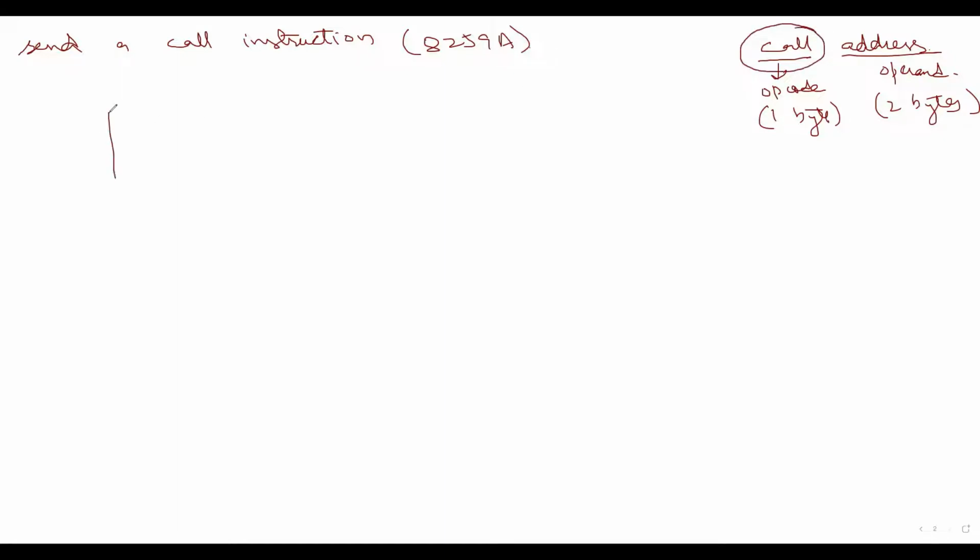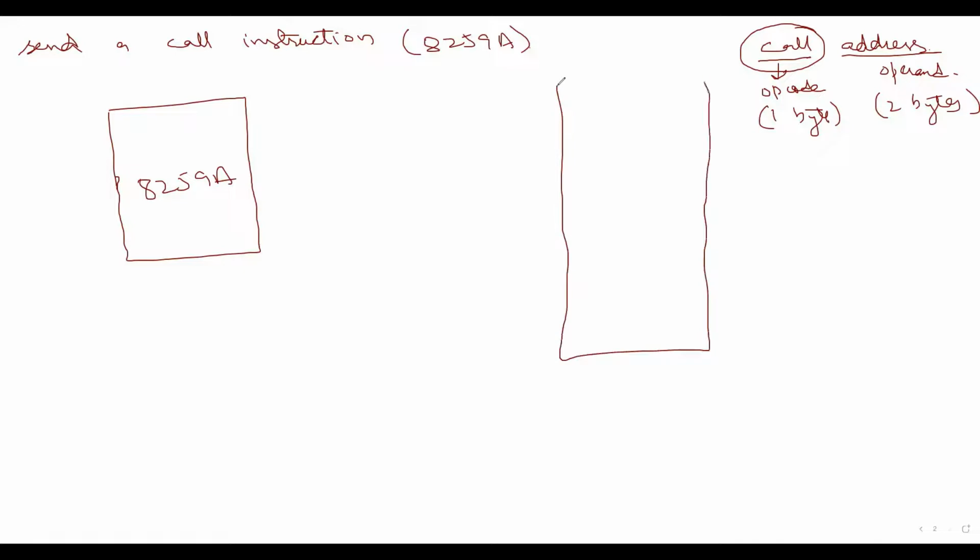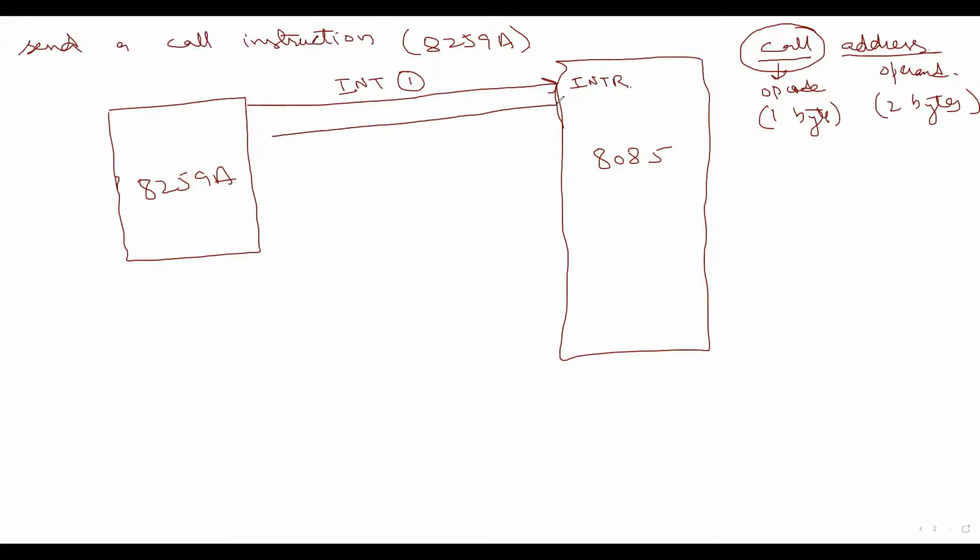So this was 8259A, and this was 8085. So the first job was that it will send INT. So this is the first thing, and it is connected to the INTR pin. Then the second is it will send the acknowledgement INTA. After receiving the acknowledgement, this will send the call instruction.